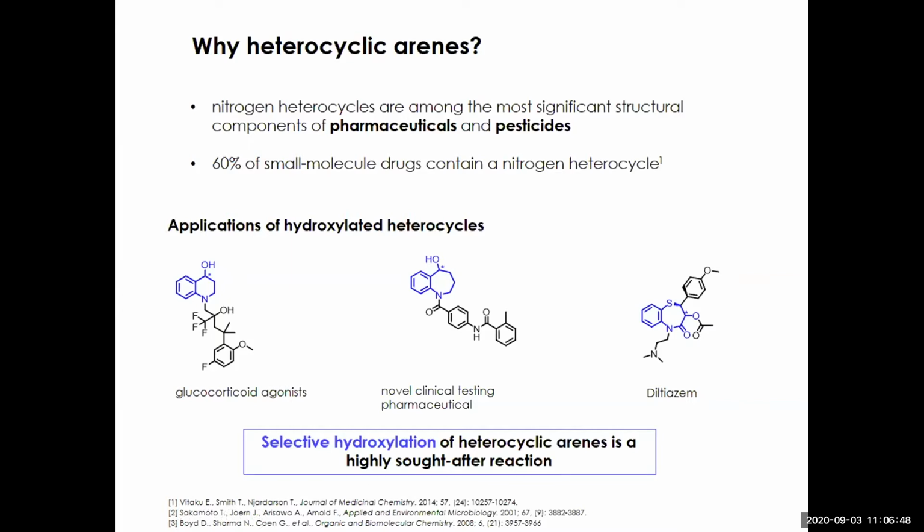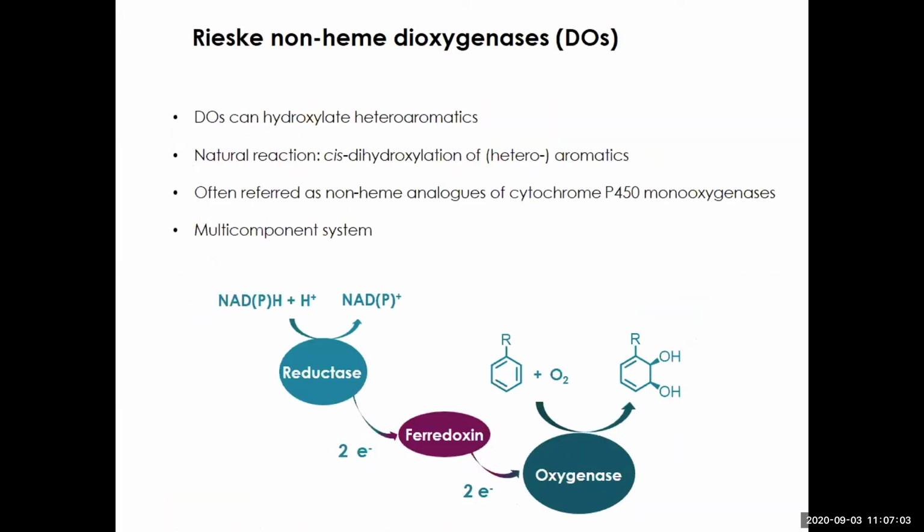So when you think about biocatalytical hydroxylation reactions, the first enzyme that normally comes to our mind are the quite well-studied cytochrome P450 monooxygenases. Nevertheless, there is another enzyme family also capable to perform hydroxylation reactions. The Rieske non-heme iron dioxygenases, in literature quite often referred to as non-heme analogues of the cytochrome P450s, are capable of hydroxylating heteroaromatic compounds. Their natural reaction is the cis dihydroxylation of aromatics.